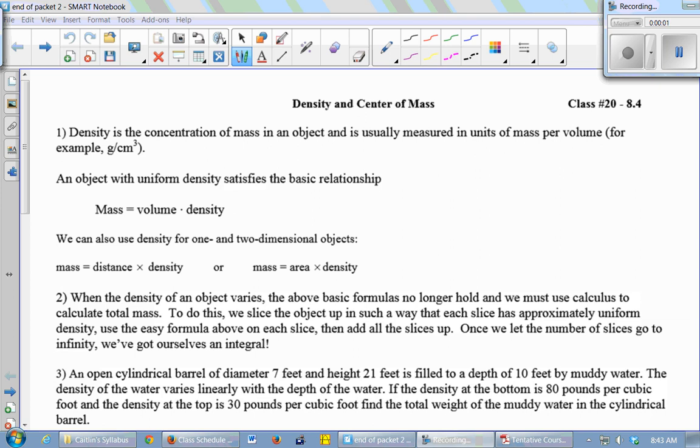About density and center of mass. So if you've had some physics, some of this stuff at the beginning is going to be like, yep, I know that. Density is the concentration of mass in an object, like how much stuff you can fit into the space of an object, how much stuff there is. And it's usually measured in units of mass per volume, like how many grams per cubic centimeter, right?